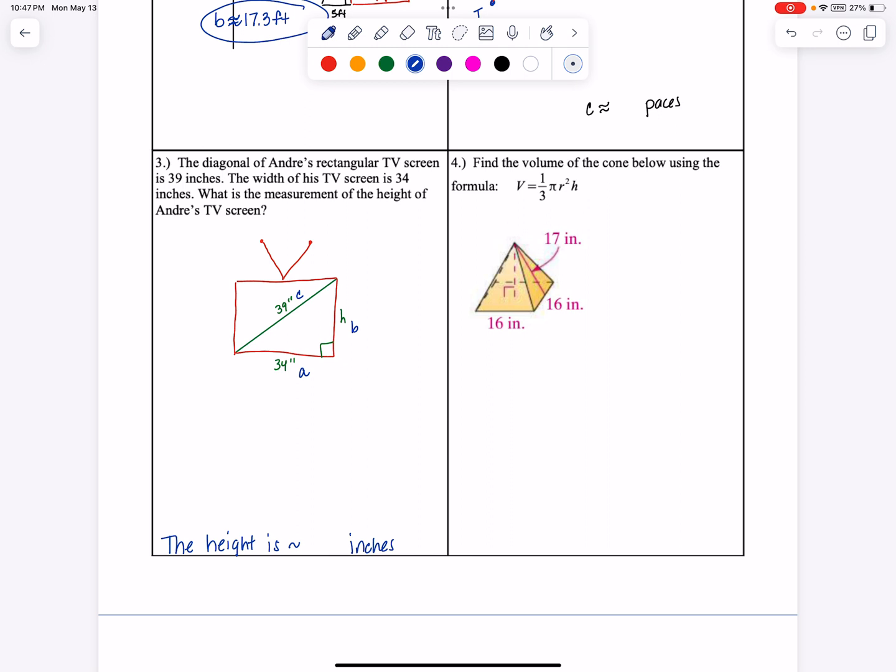Okay, and then your last one is this volume one. So the volume of the cone below, this is not a cone, this is a square pyramid. So the volume of the square pyramid is what we want to be finding, not the cone.